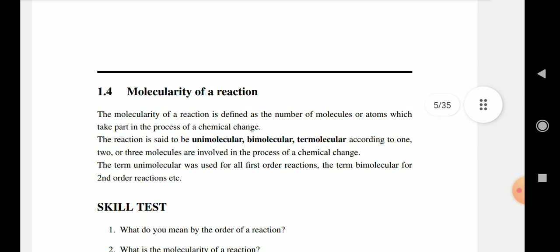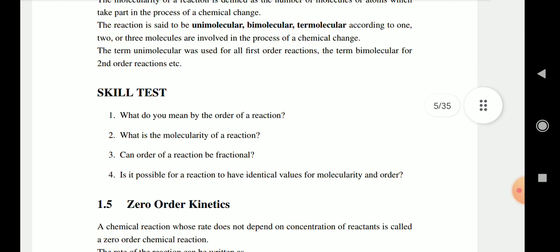Now, molecularity of a reaction. The molecularity of a reaction is defined as the number of molecules or atoms which take part in the process of chemical change. The reactions are said to be unimolecular, bimolecular, and trimolecular according to whether 1, 2, or 3 molecules are involved in the process of chemical change. The term unimolecular was used for all first order reactions, the term bimolecular for second order reactions, etc.